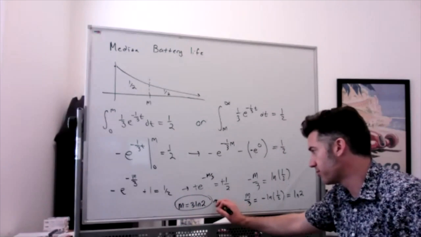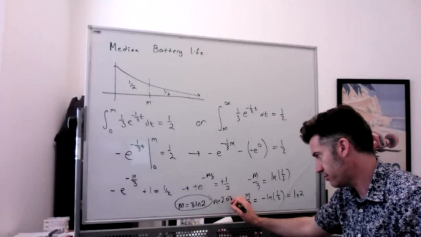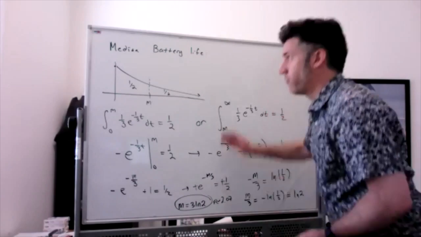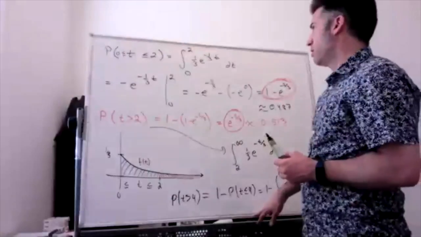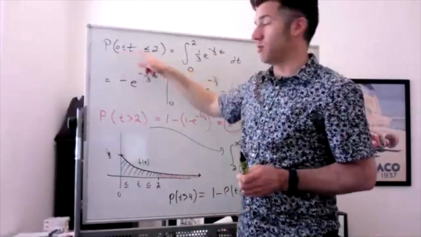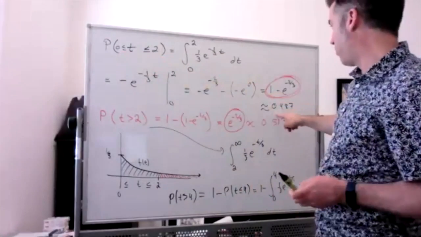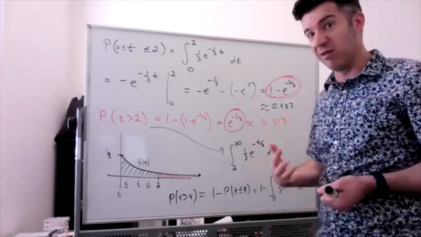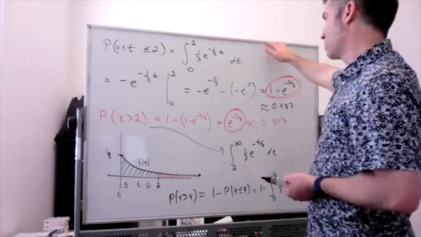2.07 years. Which again makes sense if you think about the first problem. The probability that the time was between 0 and 2 years was about 0.487, which is pretty close to a half. So it's not surprising the median is just a little bit more than 2. Cool.